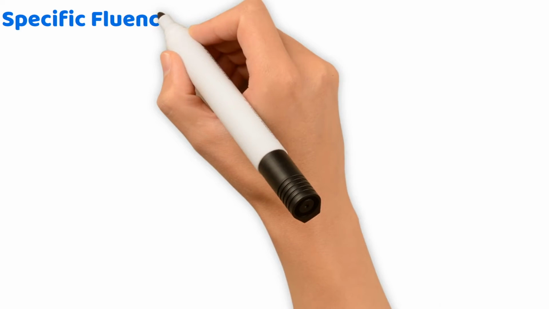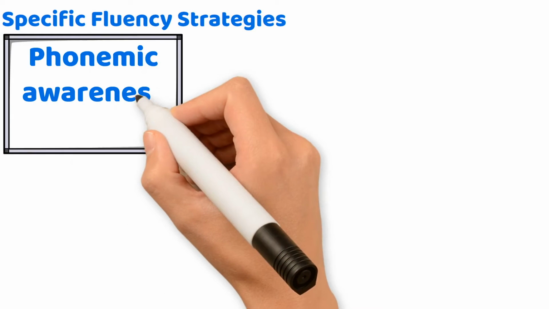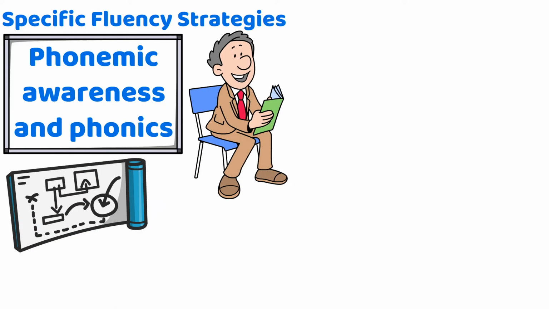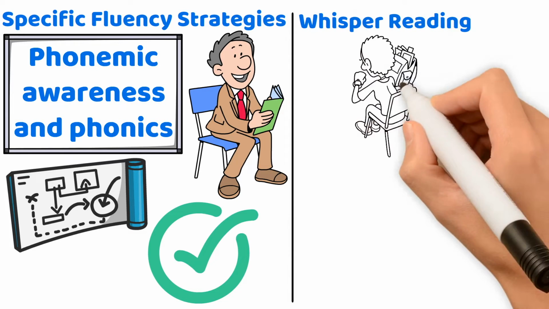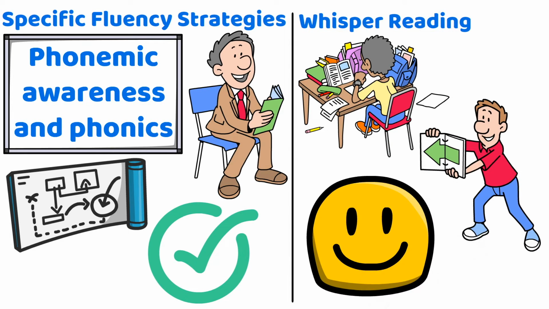Now, it's time for specific fluency strategies. For accuracy, focus on phonemic awareness and phonics through direct instruction and practice. Use assessments to pinpoint areas of need and tailor your instruction accordingly. For rate, employ strategies like whisper reading for students who struggle with decoding. This helps them focus on decoding without the pressure of projecting their voice.